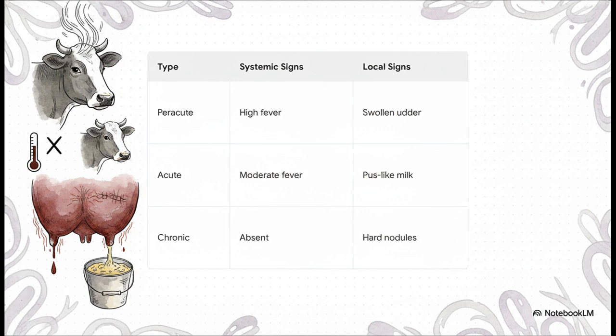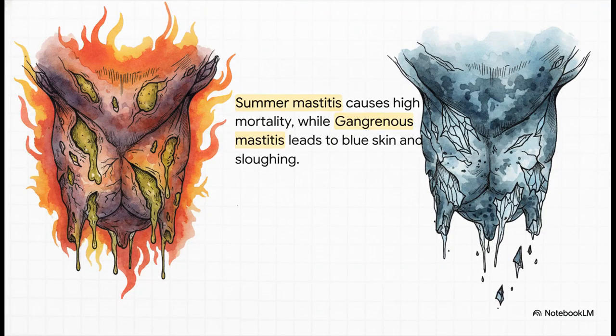Chronic mastitis, though, that is a whole different story. The systemic fever is totally absent, but locally, the healthy mammary cells are permanently replaced by fibrous scar tissue. That leaves the udder hard, shrunken, and filled with palpable nodules. But it actually gets worse. I want to share a couple of extreme variations just to reinforce the absolute high stakes of proper animal care here. Summer mastitis, which is driven by Corynebacterium pyogenes, leads to foul-smelling abscesses that can literally break open. It carries a devastating 50% mortality rate.